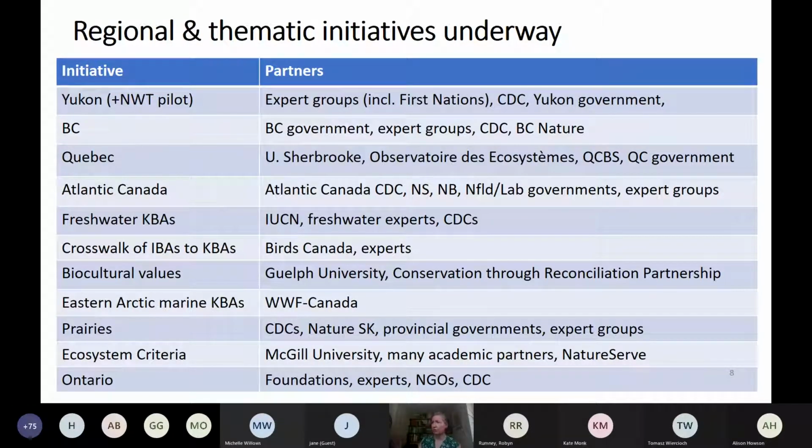I won't stop here for too long, just to say this is where we're working so far. In some regions we have almost completed the work, for example, in Yukon and Atlantic Canada. In some places we're just getting started. We're about halfway through in BC, we're just getting started in the prairies, and we're just getting started in Ontario as well.